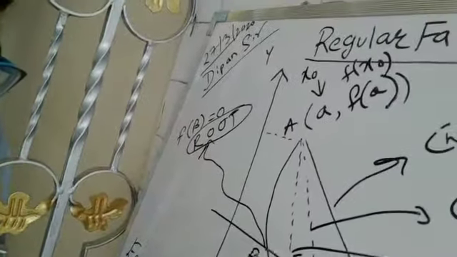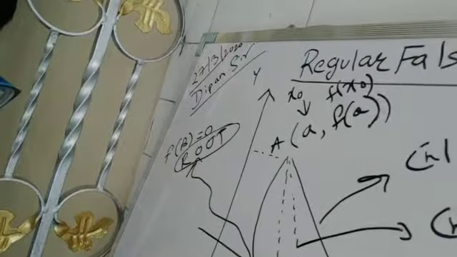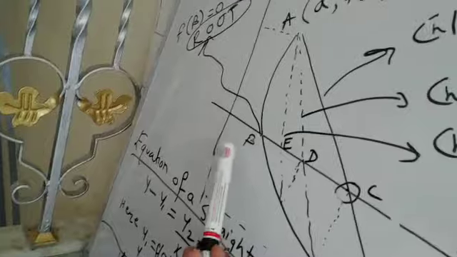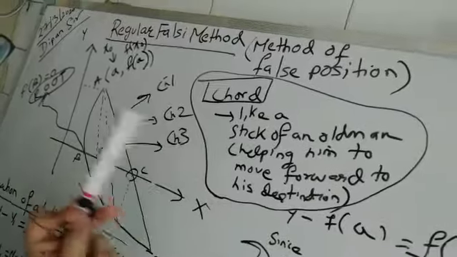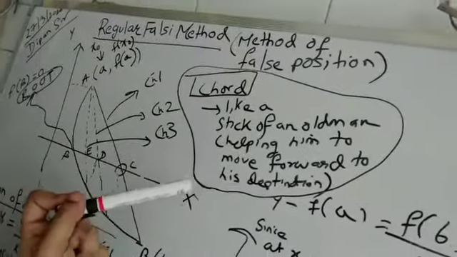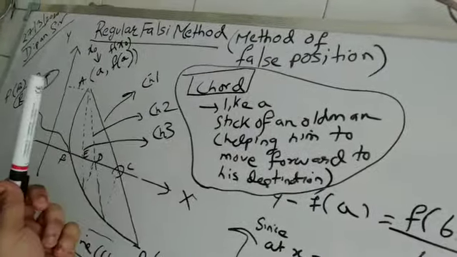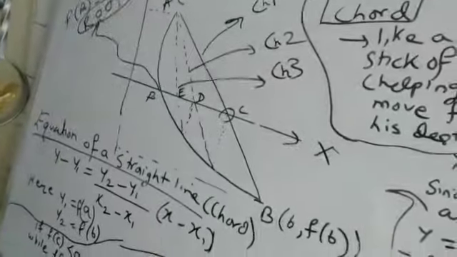So in this way, with the help of the chord, we are reaching the destination. The chord is basically like the stick of an old man, helping him to move forward to his destination. So what is our destination? Our destination here is to find the root of an equation.